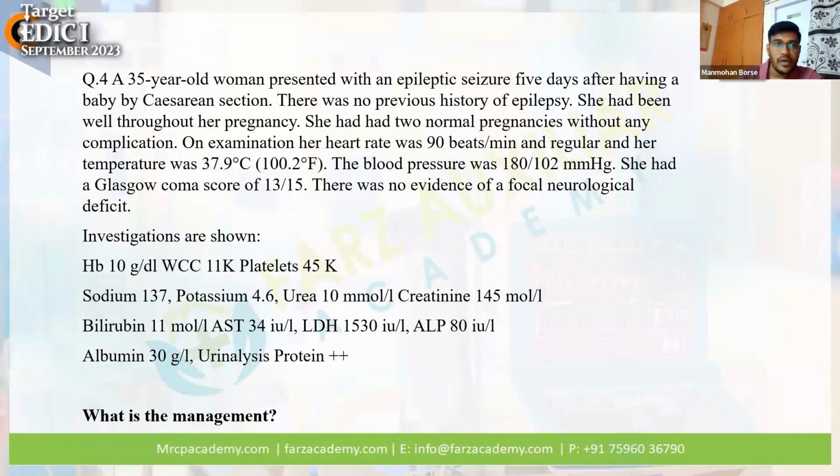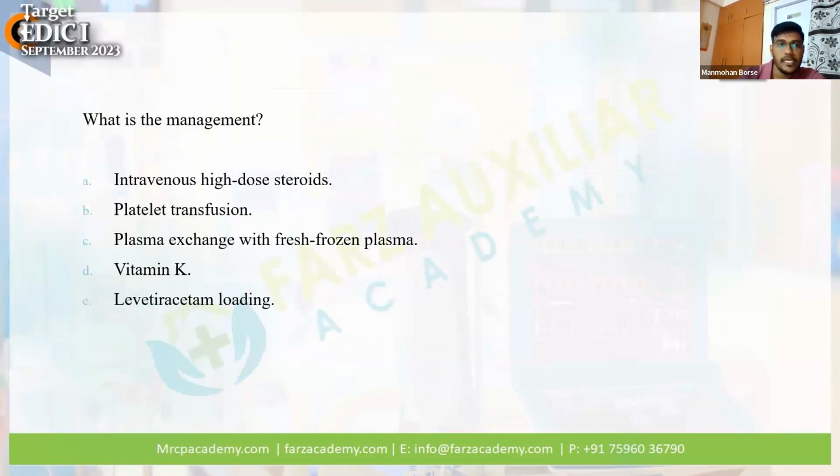So if you are very sure about the topic, if you are sure about the answer, please think about the answer before actually going to the options. That always helps, and the probability of getting confused among the answers will be less. So here the answer is plasma exchange with the FFP.